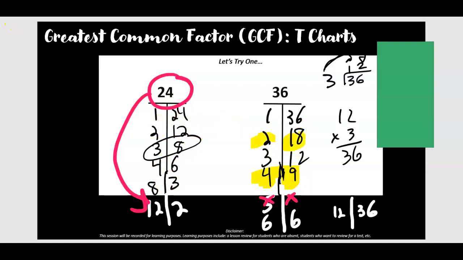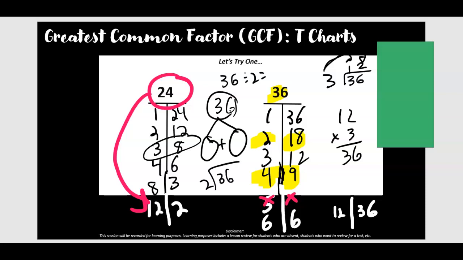19, 20. Have we gotten halfway to 36 yet? What is half of 36? What is 36 divided by 2? That'll give us half of 36. If you have 36, you're going to split it in half. What two numbers would we have to add together to get 36? Or you can go like this, 36 divided by 2.